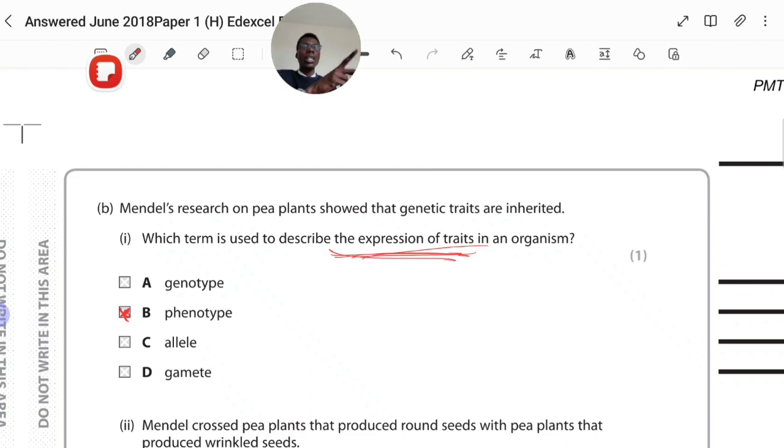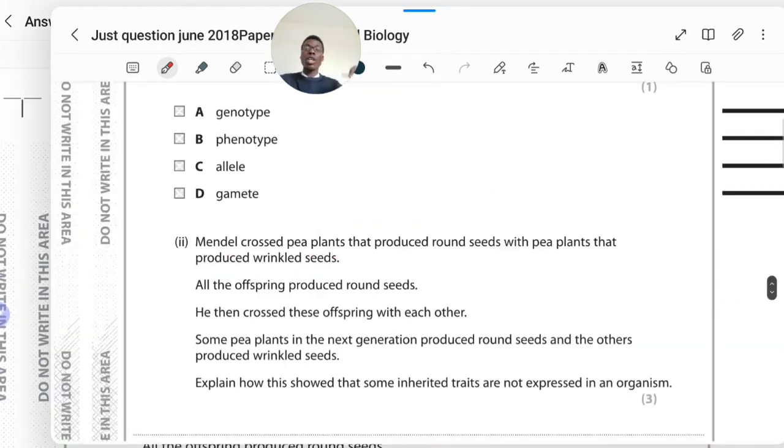But if the question says, which of the following can be used to talk about the genetic material or genetic makeup of the organism, that's going to be genotype. All right? Or genome. Another word for genotype would be genome. Hope that made sense. Now, moving on, this makeup is called genotype.